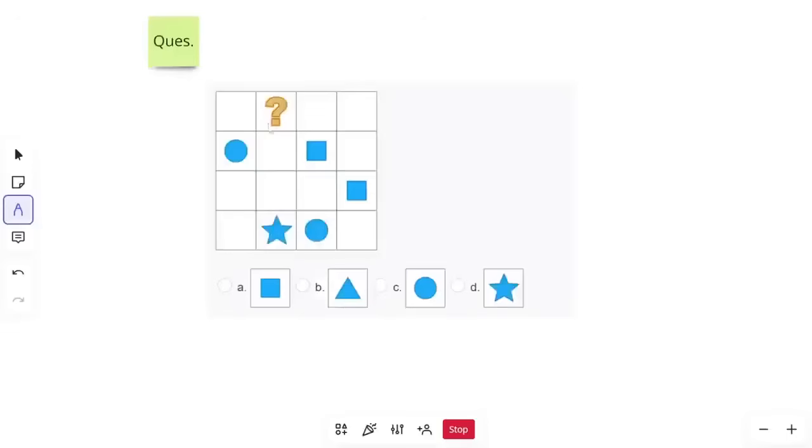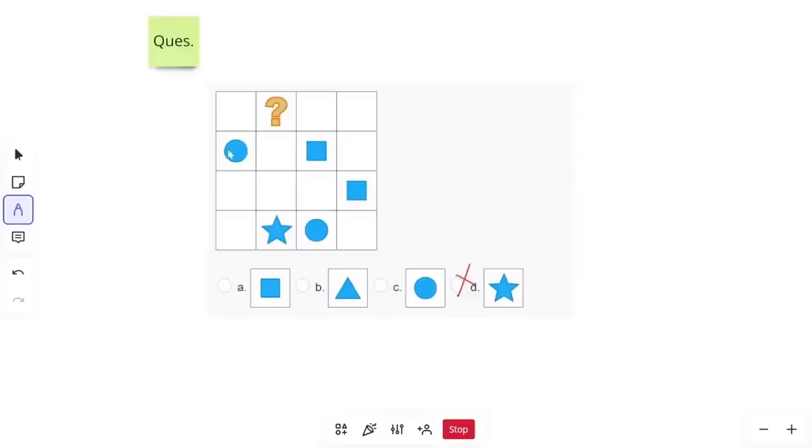We have to find out what will come in the place of question mark. We have four options: square, triangle, circle and star. Okay, let's try to understand this problem. First of all, star cannot come because star is already there in this column, right? And one symbol cannot come twice in one same column, right? So we can eliminate star. Star is not going to be the option.